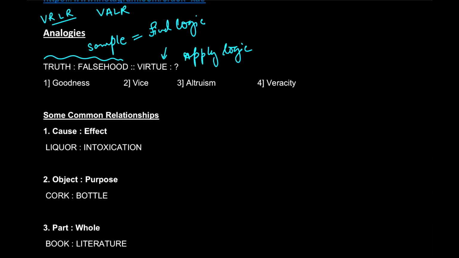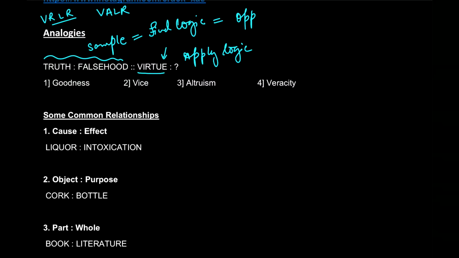So over here, what we see is truth is to falsehood. From here, you have to determine the relationship given to you in the first case. We can understand that truth and falsehood are clear antonyms, exactly opposite. So if we find from this sample that we have to look for opposite or antonym words, we will try to find the opposite of virtue.